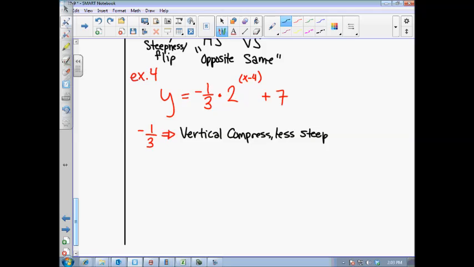It also does a second thing. Who knows the second thing? Hakeem? Does it flip it? Yeah, flip, so it's a decay. So it becomes a decay. So it's curving down instead.